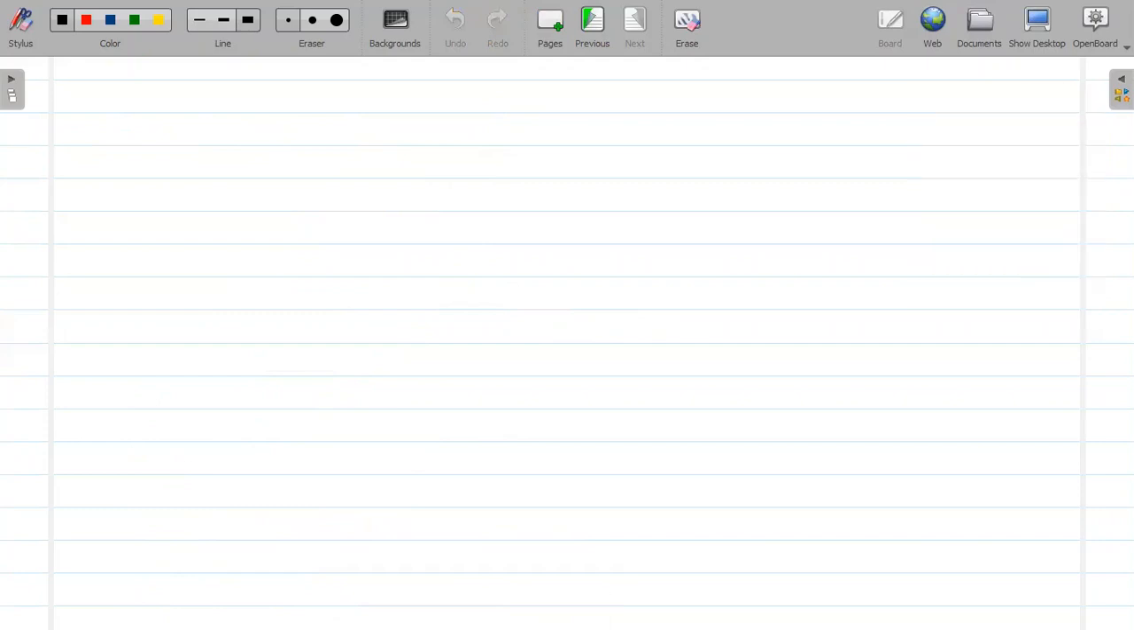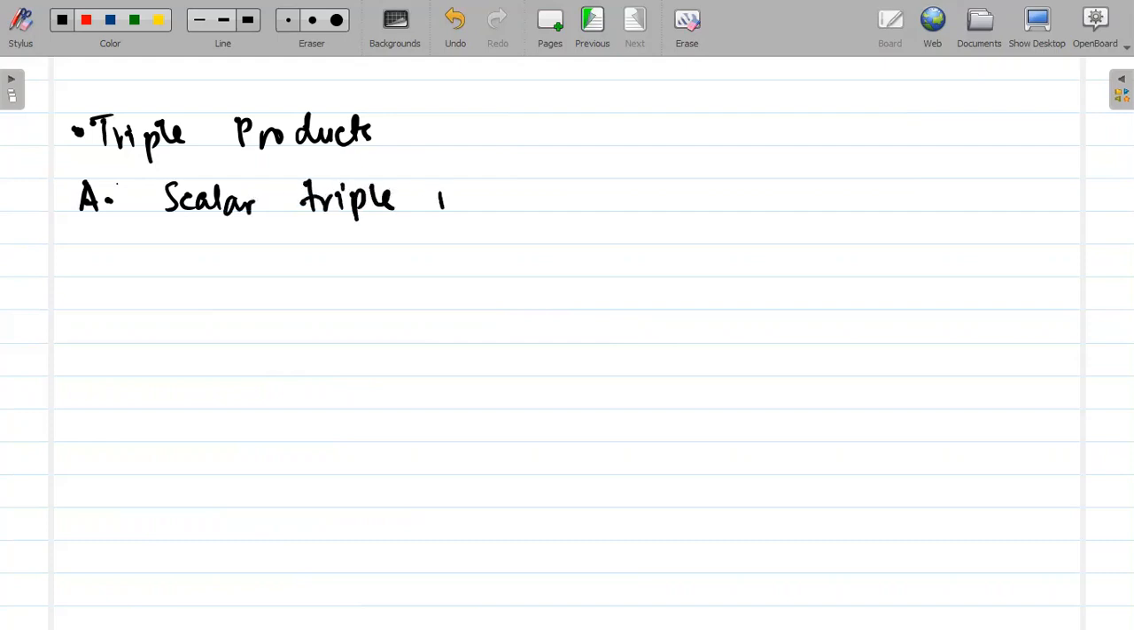Vector triple products. So, let's say, first we have the scalar triple product. May kumakahol na aso. Ito sa amin. So, we have the scalar triple product first.